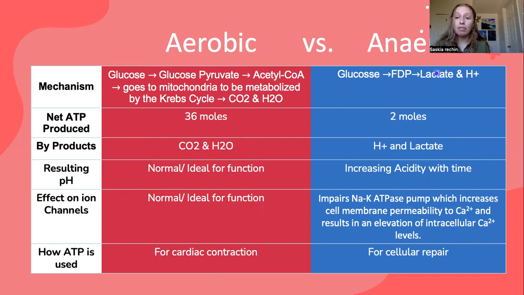However, in an ischemic environment, anaerobic metabolism is utilized. That is going to have a very significantly reduced production of ATP with only 2 moles, and the products that are left over are going to be hydrogen and lactate. All that acidity is really detrimental to the cell. It not only impairs your cell's permeability, but your cell's function, and this overall metabolism is only ideal or useful for cellular repair and not continuing normal myocardial contraction, and it's not sustainable over time.